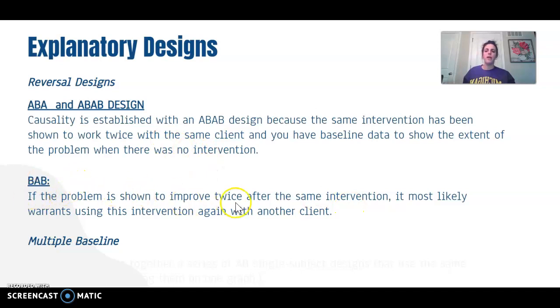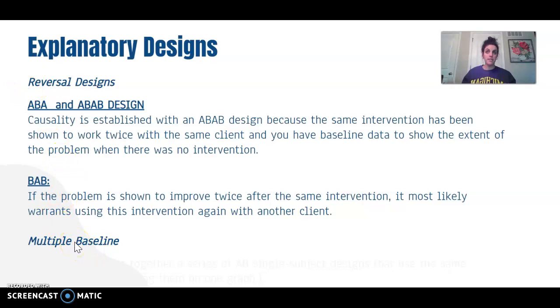It's important to note that if a client has shown to improve twice after receiving the same intervention, it does likely warrant that you can use this intervention again with a different client. So you're establishing some of that causality. It's explaining that it is effective in treating the target problem, and so it should be safe to do for another client who might be experiencing a similar problem.